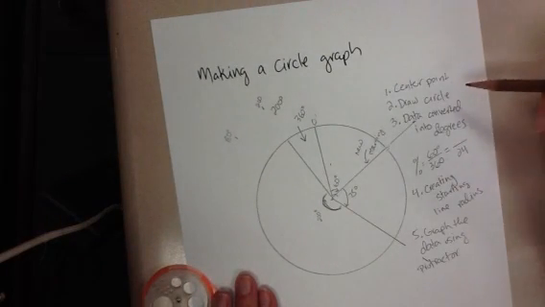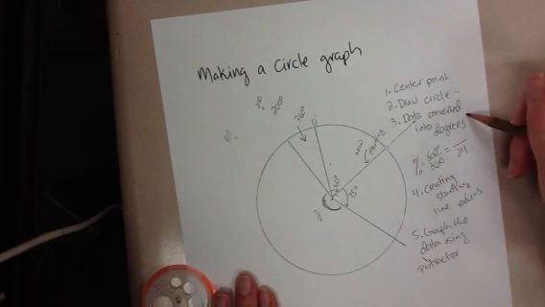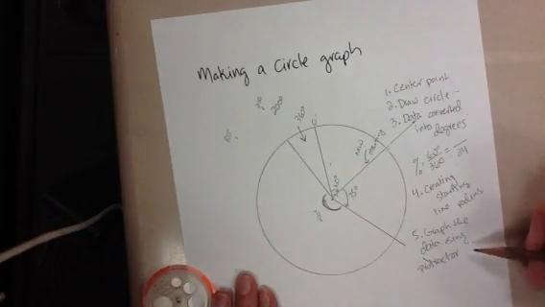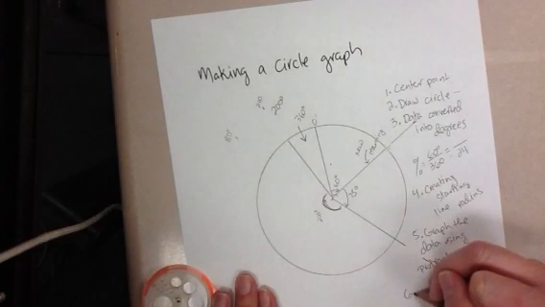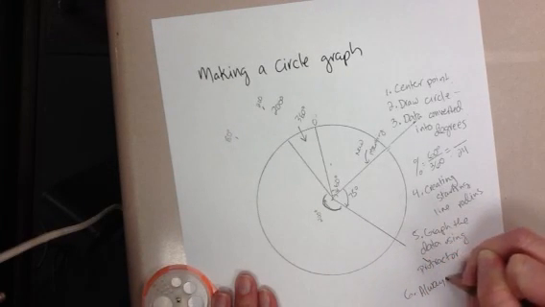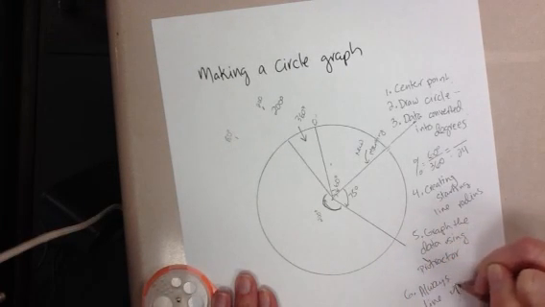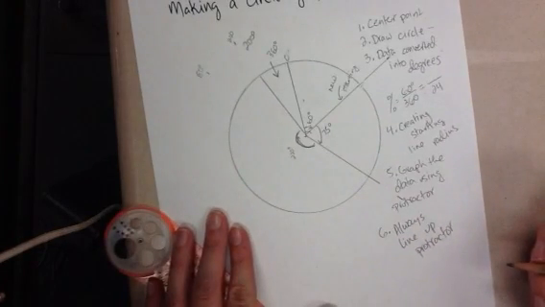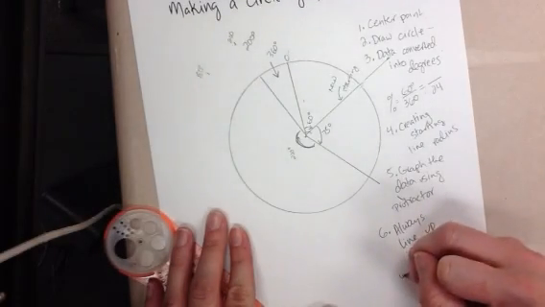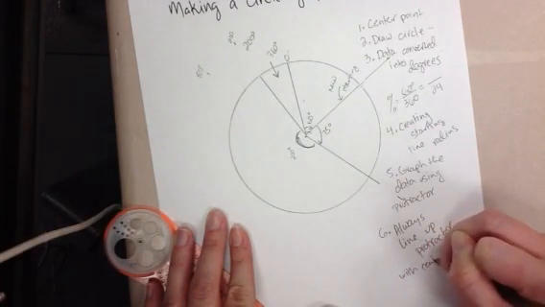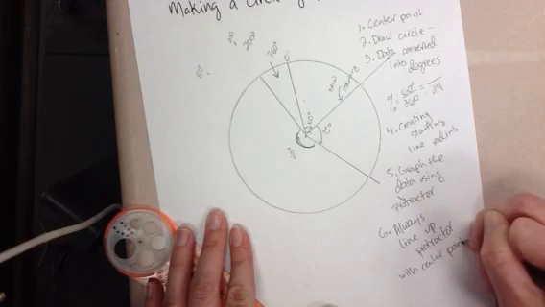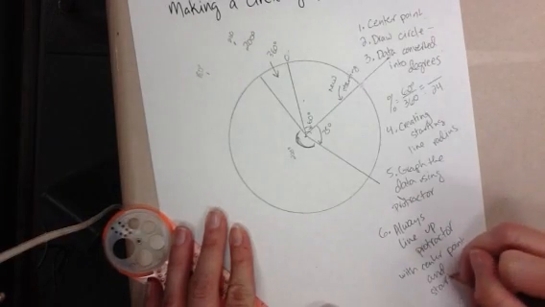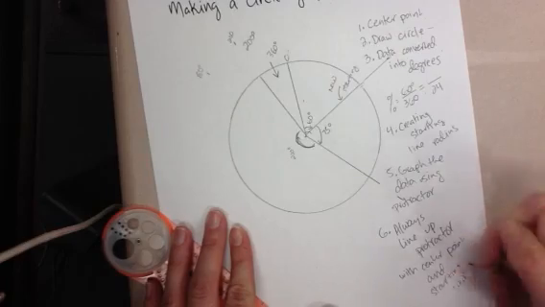So center point, draw a circle, convert data into degrees, create your starting line radius, which was here, graph the data using the protractor, always line up the protractor right there, always line up the protractor with center point and starting line. Voila!